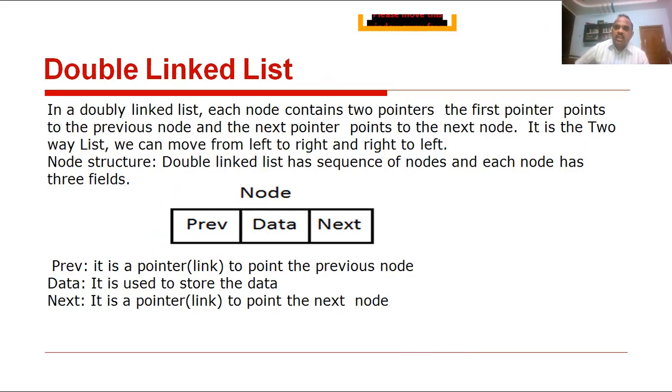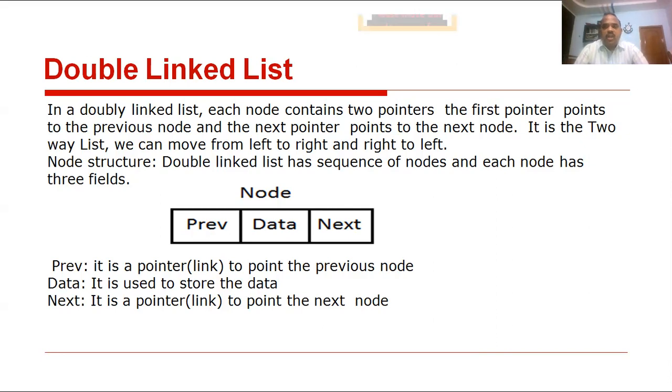Whereas in single linked list, only forward traversal is available. There is no backward traversal. Clear? So in a double linked list, each node contains 2 pointers. The first pointer points to the previous node and the next pointer points to the next node. So that's why this is called double linked list.